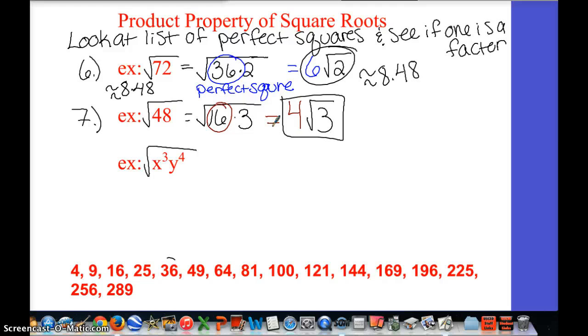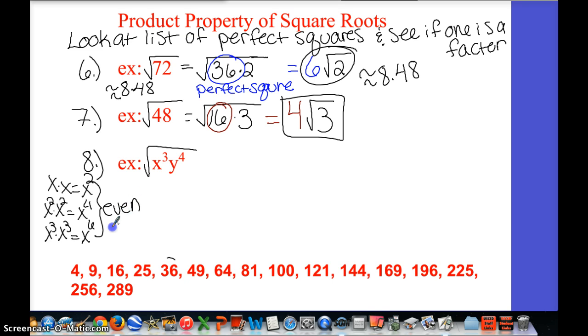Now, number 8, now we have variables. Well, let's think about what the perfect squares would be. Well, x times x is x squared. X squared times x squared is x to the 4th. X cubed times x cubed equals x to the 6th. Notice these are all even exponents. Those are going to be my perfect squares. But if I look at number 8, it's x cubed times y to the 4th. Y to the 4th is even, but x cubed is not.